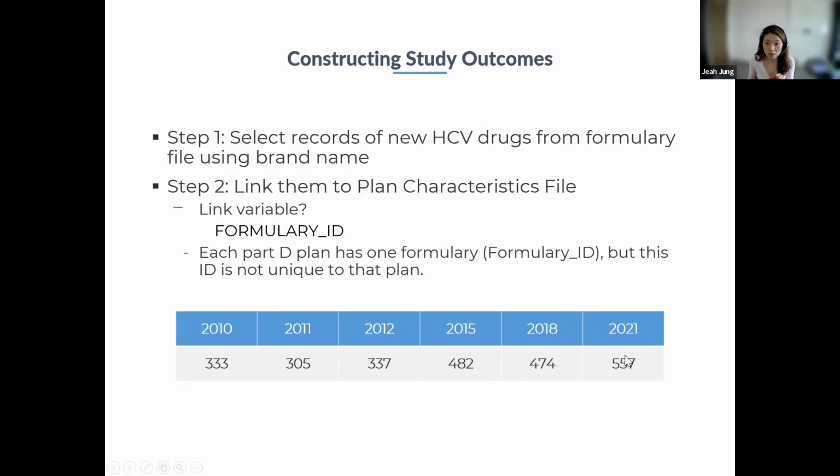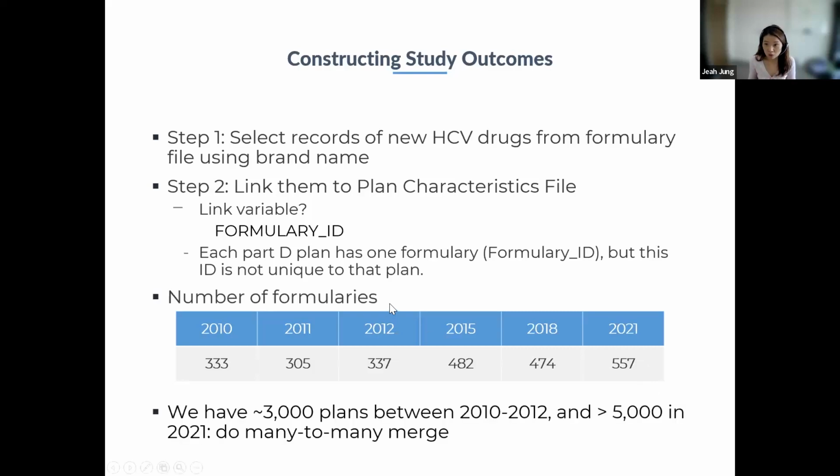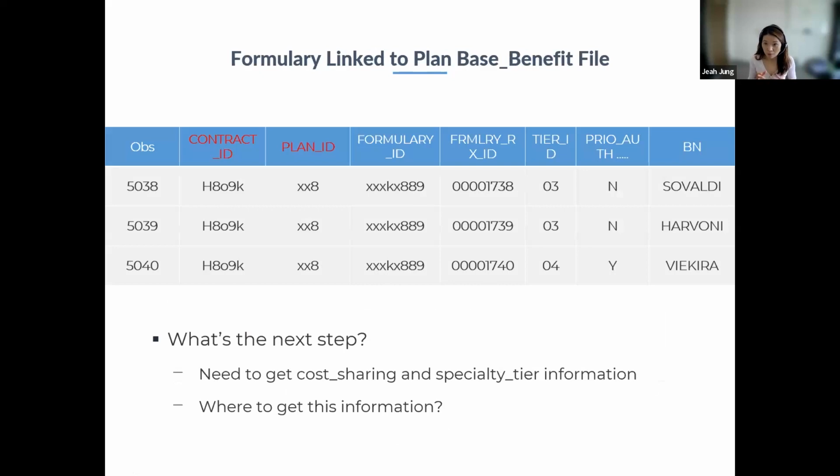So you see here, the number of formularies is 557 in 2021, but we have more than 5,000 plans in 2021. So a lot of plans actually share one formulary, right? And this formulary ID is not unique to that specific plan. So you have to do a many-to-many merge here, right? This is what you see once you actually merge the formulary file with the plan characteristics file.